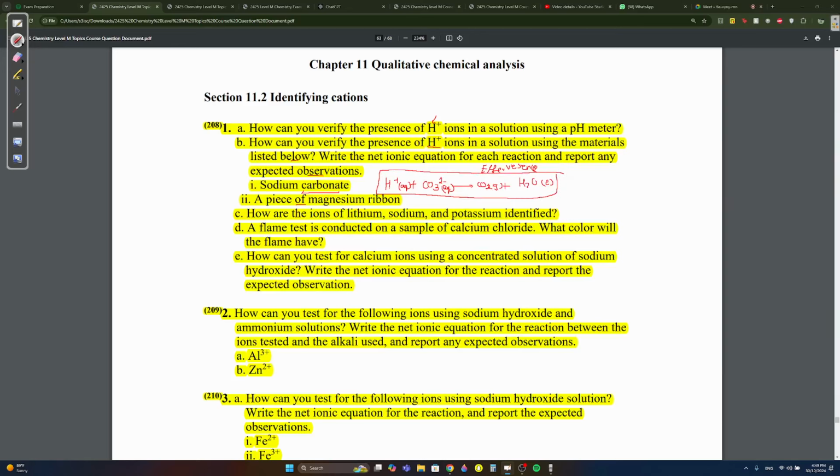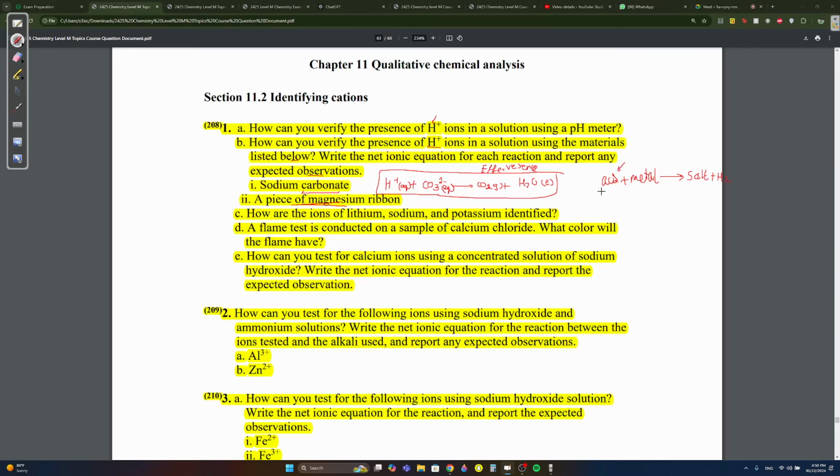Okay, a piece of magnesium ribbon. With magnesium ribbon, you should know, remember from our previous chapters, especially chapter 3, that acid plus metal gives salt plus H2 gas.